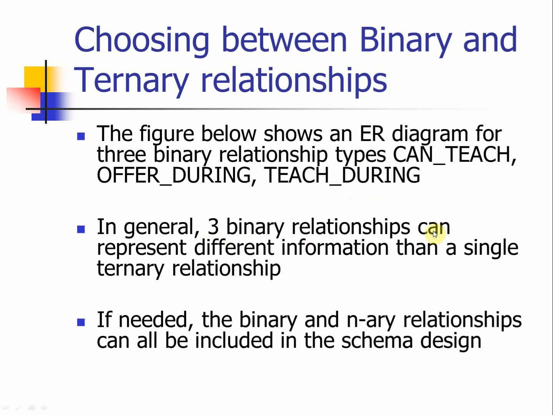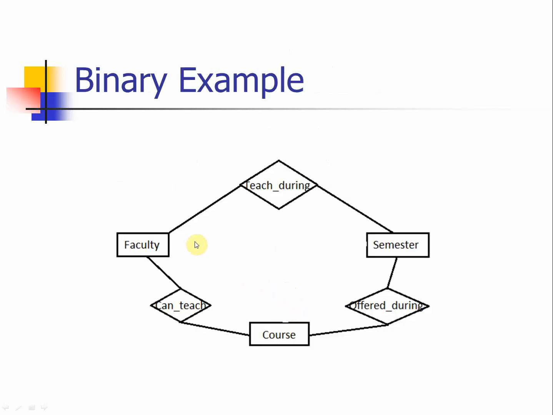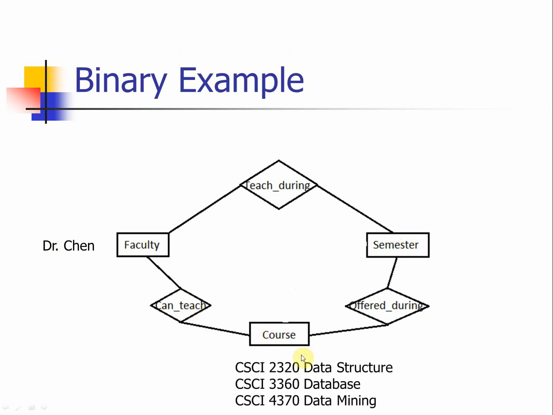In general, 3 binary relationships can represent different information than a single ternary relationship. If needed, all of them can exist. So let's take a look at this example. You can see that we still have the 3 entities: faculty, course, semester. For the faculty, say me, it can teach, indicating what courses I'm able to teach. So I can teach the following 3 different courses: data structure, database, and data mining. So this binary relationship indicates who can teach what courses.